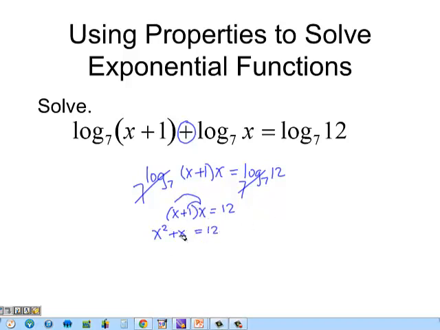And the reason I distributed that was so I can get a 0. So now I'm going to have to make that 0 by subtracting 12 from both sides. So that would give me x squared plus x minus 12 is equal to 0. This is factorable. If not, you would use the quadratic formula. And then this will be, how about a negative 3 and a positive 4. So that means x is equal to positive 3 and a negative 4.